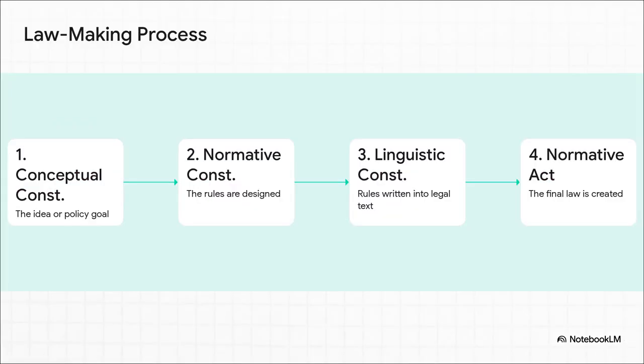And this is where we see the theory in action. The lawmaking process isn't random at all. It's a series of transformations. It starts with a conceptual construction. That's the core idea or policy goal. That idea is then designed into a normative construction, the specific rules. Those rules are then written into a linguistic construction, which is the legal text. And finally, that becomes a normative act, the actual law itself. Every single step is a deliberate act of legal engineering.